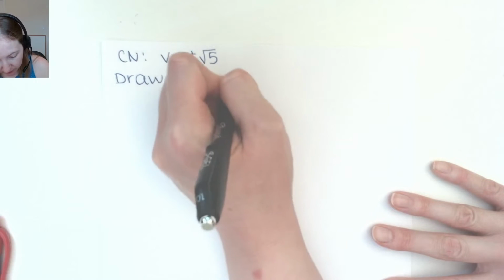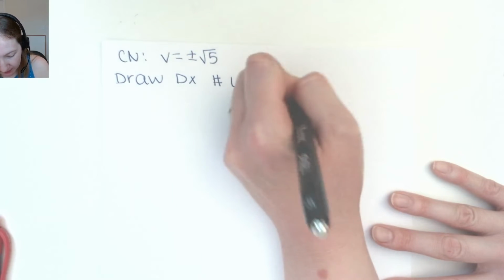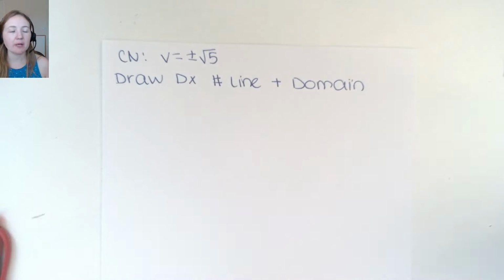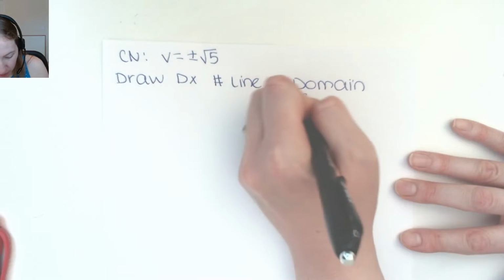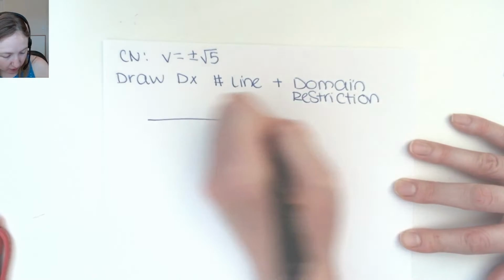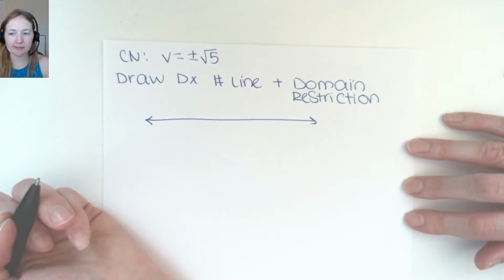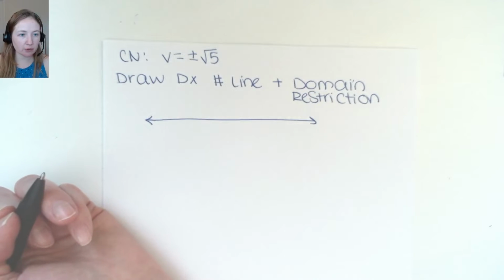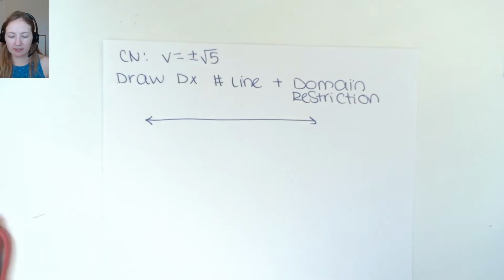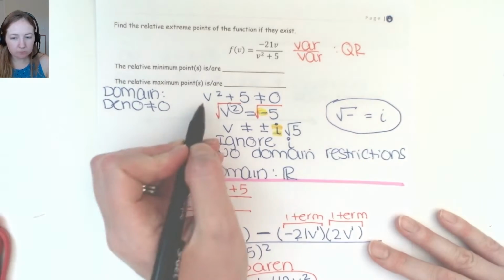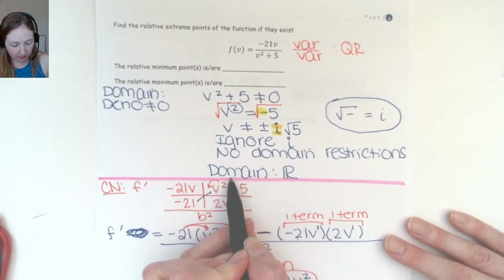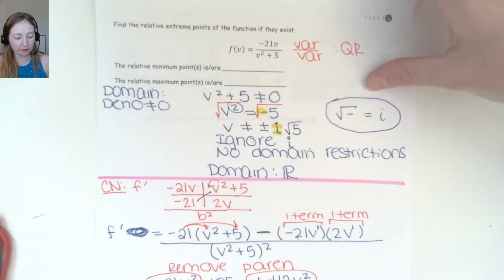And when we draw the derivative number line, we want to think about it for the specific domain that we have. So if there is a domain restriction, we want to make sure that we put that on our derivative number line. So again, usually we just start with negative to positive infinity, but if there's any sort of domain restriction, we want to make sure that that gets on our derivative number line. So here, for this example, we went through this, and we found that there was no domain restriction, that the domain was all real numbers. So we are good to go here.